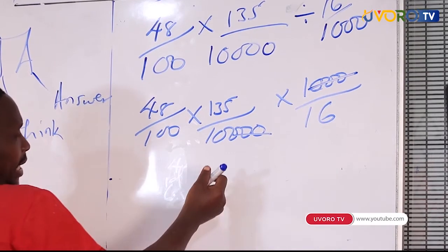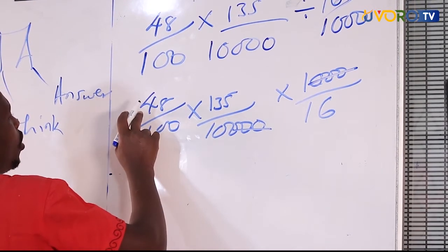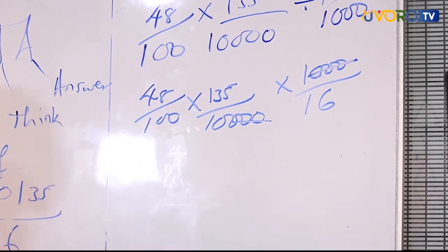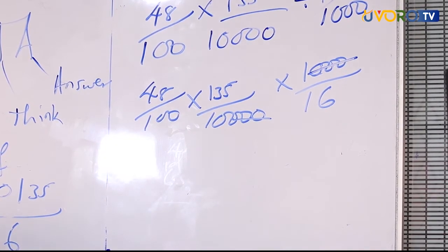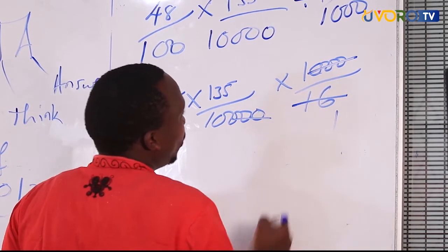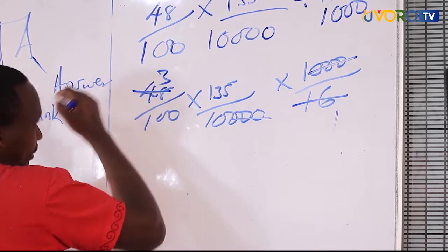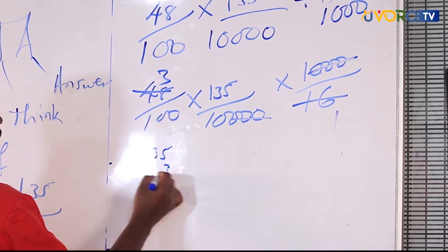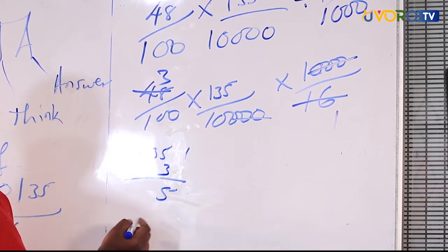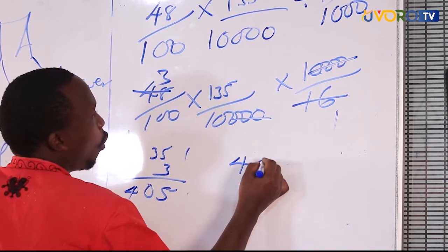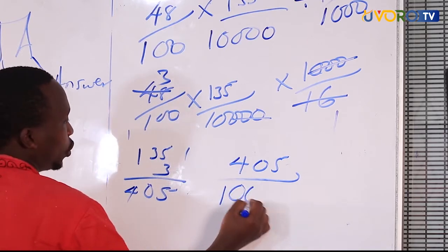Now, 16 times what number gives us 48? 16 times 3. Very good. 1 by 16, 3. Now, which other number can be divisible? You can just say now 135 times 3. 15, carry 1. 3 times 3, 9, plus 1, 10. Carry 1. 1 times 3, 3, plus 1, 4. 405 over 1, 2, 3.